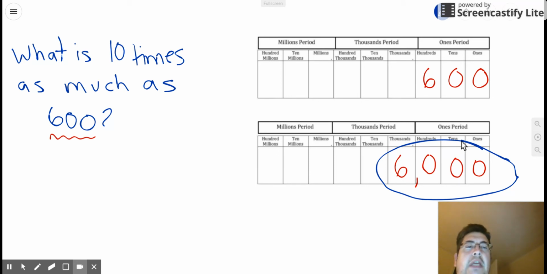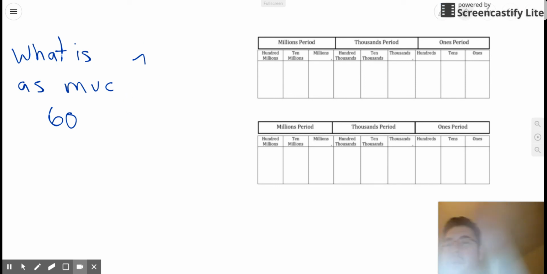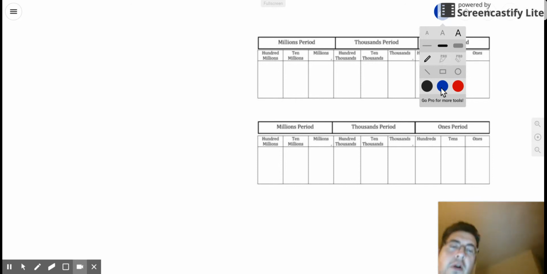So you see, it's actually pretty simple. All you gotta do is move each digit in your number one place forward to the left. And you add a 0 if you need to as a placeholder. And it's pretty simple to figure out what 10 times as much as 600 or any number is. But what if we change our question here just a little bit? What if instead of finding a number that's 10 times as much as a number, we want to find a number that's 1/10 of a number? Or we want to find a number that's 10 times less than a number.